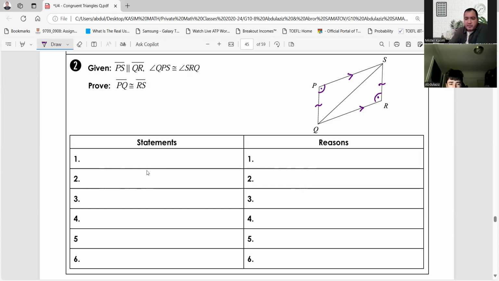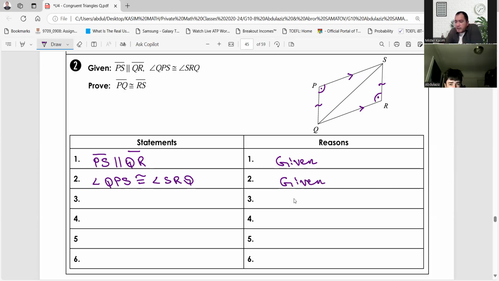Now first we will start with what? First, I will start with PS, because it's given. The first given information is that PS is parallel to QR. So that is given. And also what is given here? Angle QPS is congruent to angle SRQ. This is also given.